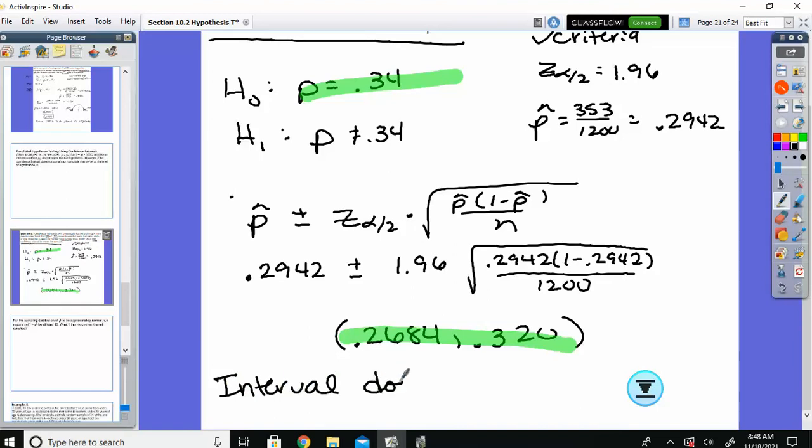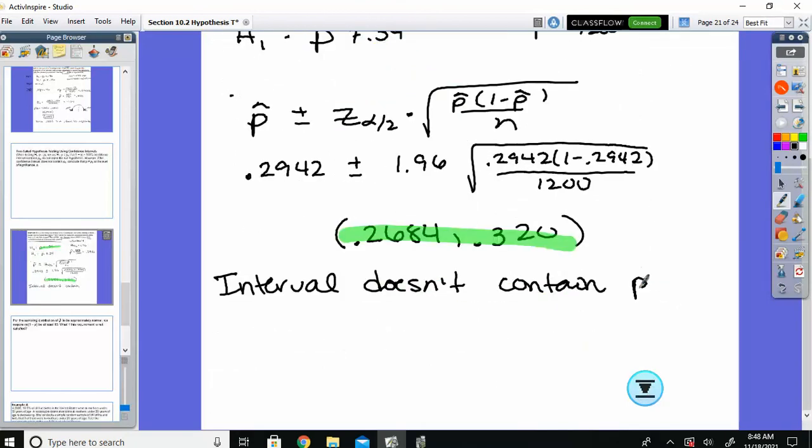So then what we look at is, does this interval contain my null hypothesis? No. So the interval doesn't contain my proportion of 0.34. So we know with our p hat, 95% of them should fall within here. So if my null hypothesis is not in there, what would that tell me? Reject or fail to reject? It's not in your confidence interval, you can reject.